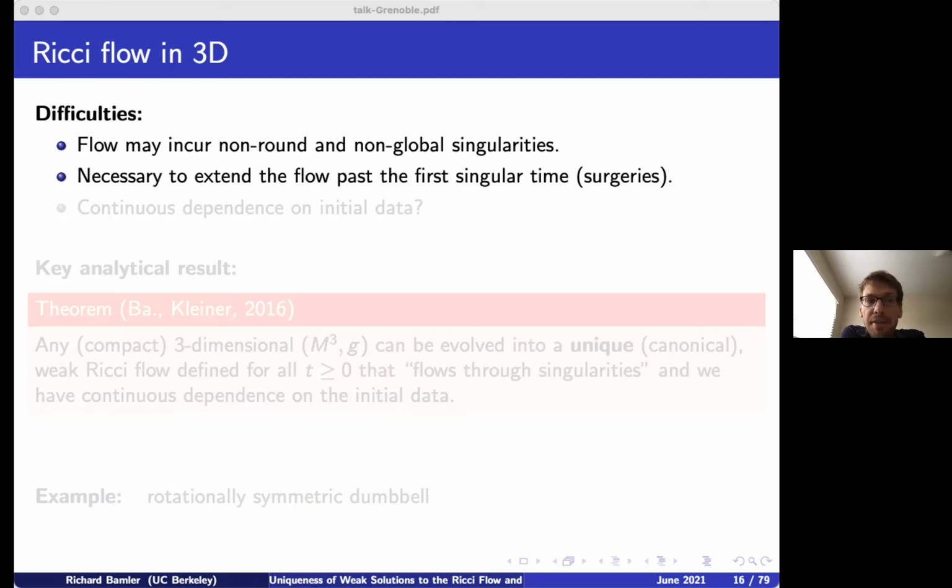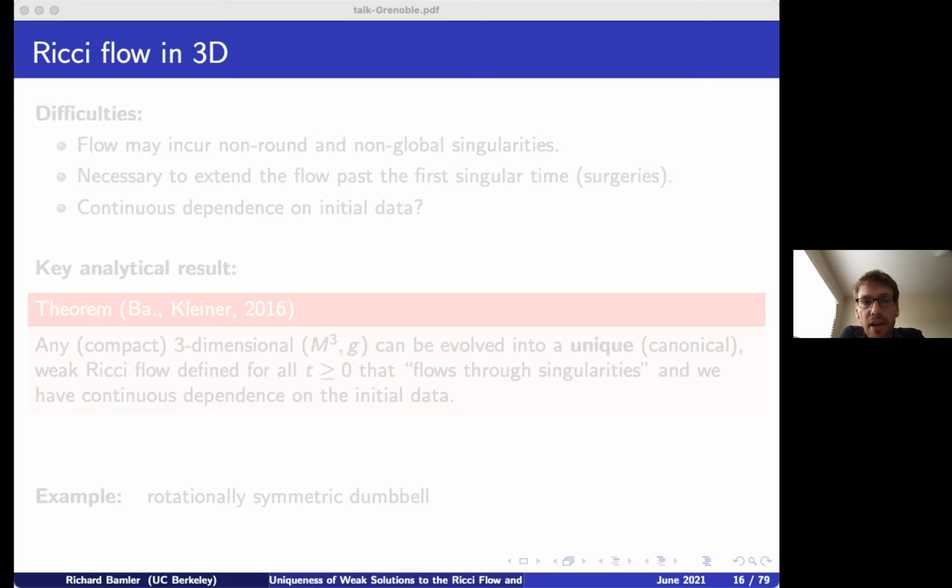There will be some necessity to extend the flow past the first singular time. So you may have heard of surgery, so we'll have to discuss those. And then we'll have to worry about continuous dependence on the initial data. So let me maybe highlight this on the previous slide.